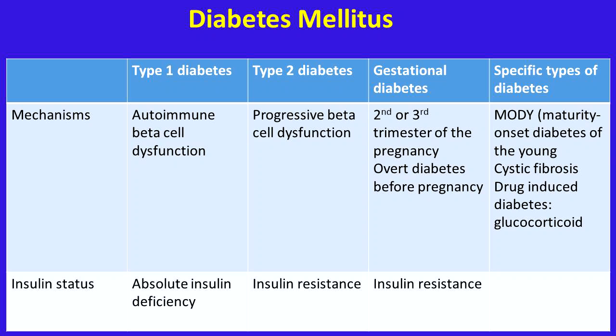Another specific type of diabetes is related to cystic fibrosis. In the late stage of cystic fibrosis, the pancreas is destroyed. There is also drug-induced diabetes. For example, if a patient is given glucocorticoid for a long time, they may develop diabetes. This is called drug-induced diabetes.